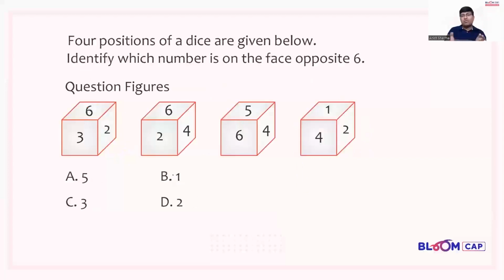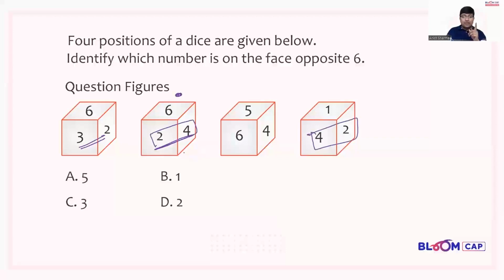Here, 4 positions of a dice are given below. Identify which number is on the face opposite to 6. Now just see, other than 6 are 3 and 2. In any figure, can you see 3 and 2? No. Leave this. See in this. Other than 6 are 4 and 2. But 4 and 2 can be seen here also.